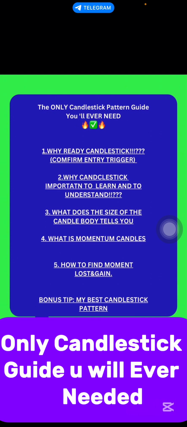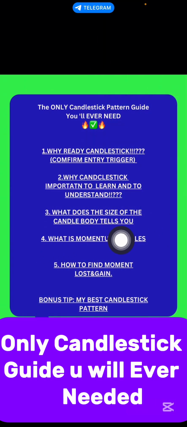You need to also understand what the size of that candlestick is. What is the size of the body? If the body is huge, what does it tell you? If the body is small, what does it tell you? If the body is shrunk, what does it tell you? There is every piece of information that you need to understand from the market perspective by just looking at a candlestick.